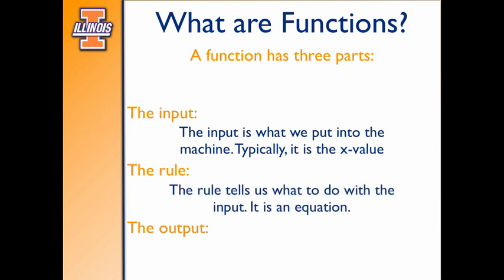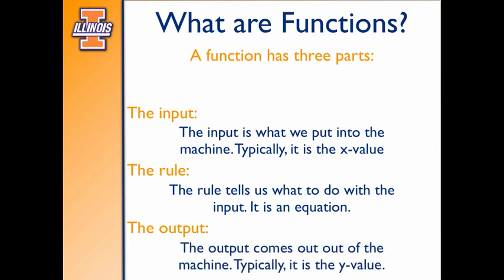Then you've got the rule, and the rule tells us what to do with that input value. And typically it's going to be represented by an equation. And then lastly, we've got the output, and that's what comes out of the machine. And this is going to be represented by the y value in the relationship.